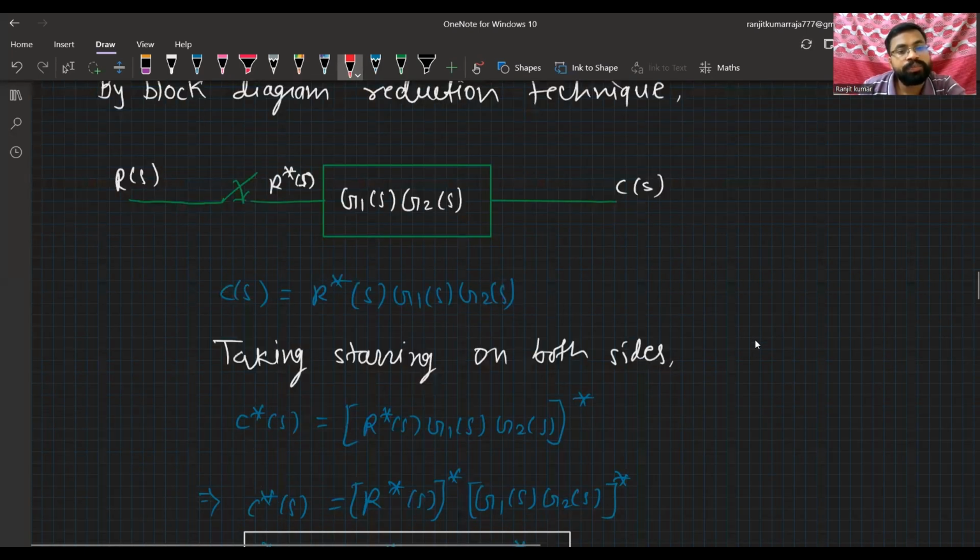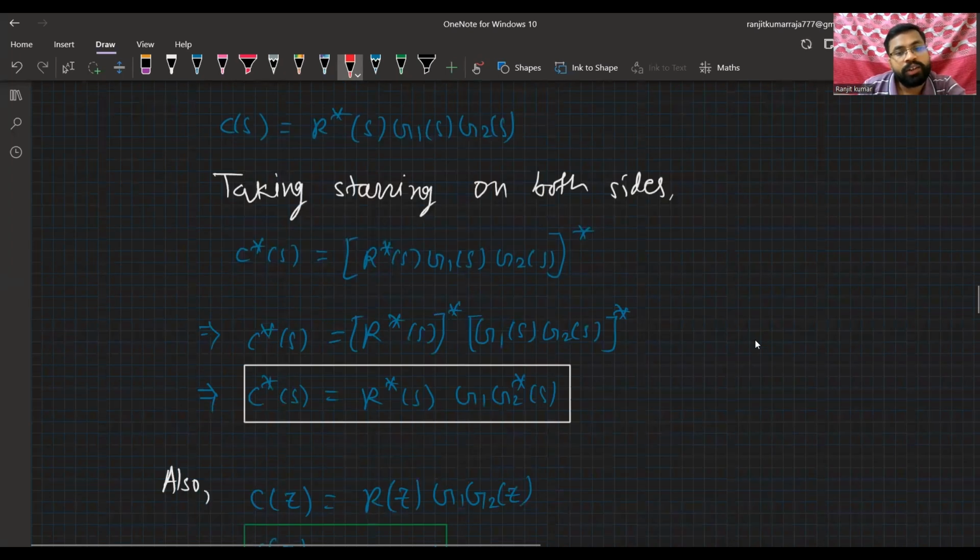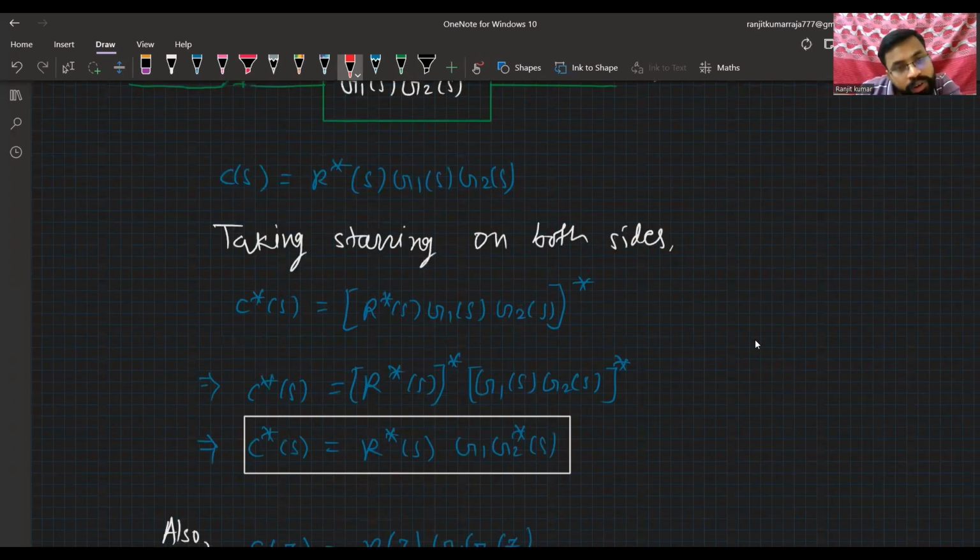Okay, now taking star on both sides. Okay, whenever I'm taking star on both sides, just see the concept of these two functions. Okay, G1 of S, G2 of S. Okay, I have written here G1 of S, G2 of S, and R star of S. Okay, this is star, and star of this function, R star of S whole star. Okay, now these two functions will become like G1 of S, G2 of S whole star.